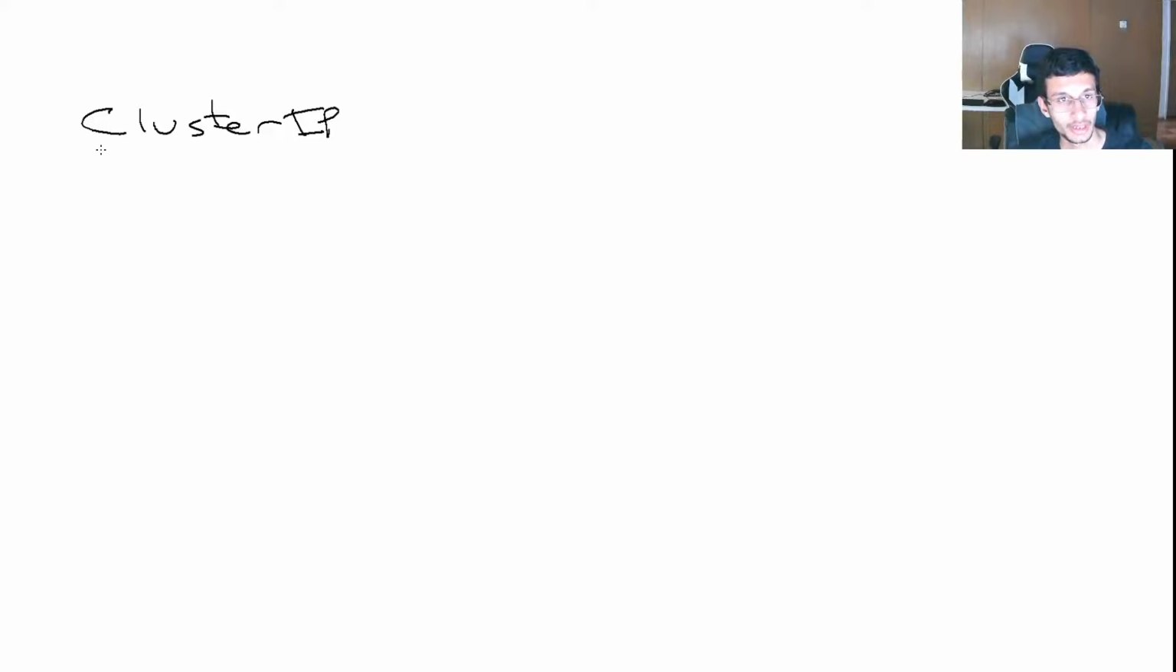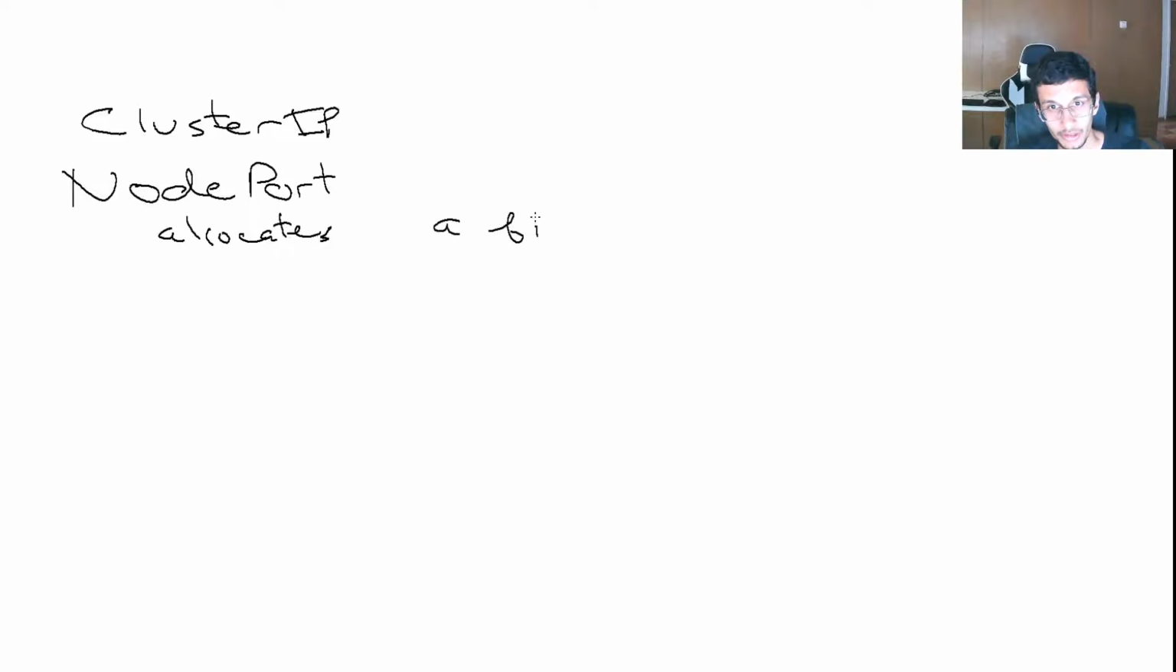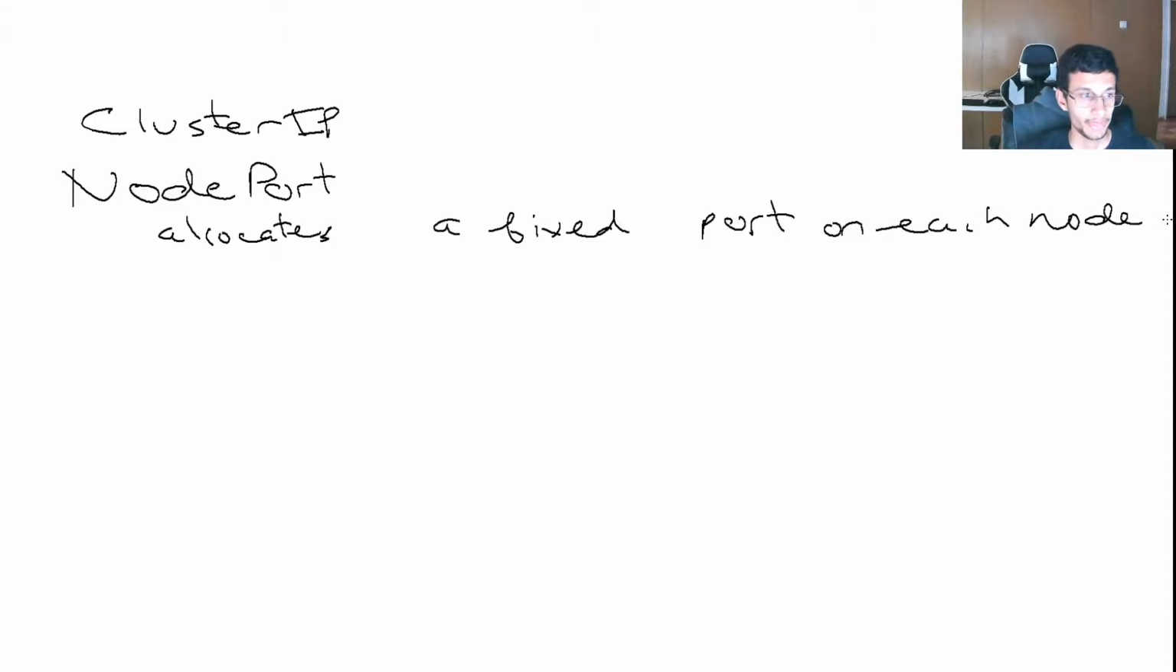The second type of service is called a node port. What this does is it allocates a fixed port on each node that the service is running on. If the node that's running the service is accessible from outside the cluster, then by visiting the node's IP address and the node port, the service will be accessible from the internet. This is a good service type to use if we want to debug our service from a local machine.